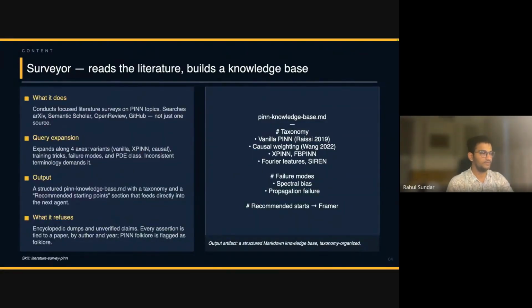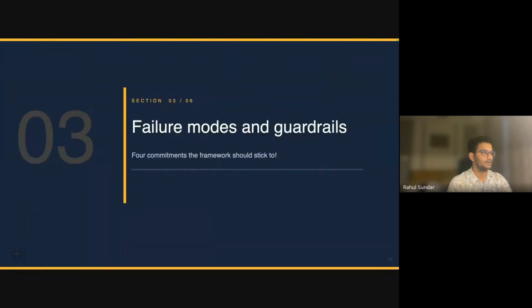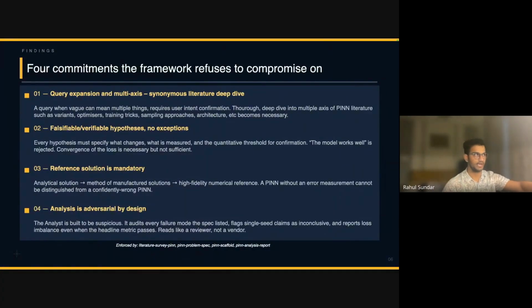So these are more details of what I explained, but these are the typical failure modes I would like to avoid and expect that the framework refuses to compromise on. One is query expansion and multi-axis synonymous literature deep dive. Falsifiable, verifiable hypothesis, no exceptions; no hypothesis should be framed in a vague manner. And a reference solution becomes mandatory, otherwise there's no way to tell whether pins are performing well. And analysis is adversarial by design, so that the report that comes out is from the standpoint of being extremely objective, like a reviewer of your own work.